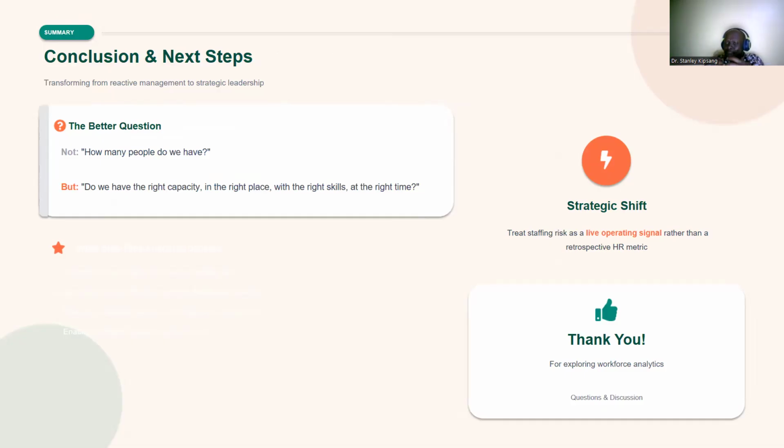So treat staffing risk as a live operating signal rather than just a retrospective HR metric. It's something that is continuous. So always monitor the needs, because in organizations people come and go. When people leave, you must know exactly how many people have left, what shortage of manpower has been created by those people leaving, and how you are going to replace them, and ensure that as you plan for replacement, you don't create a scenario where the organization comes to a standstill because people are not available to work. So always make sure that you monitor staffing changes at every given point in time so that you're able to address them as they occur.